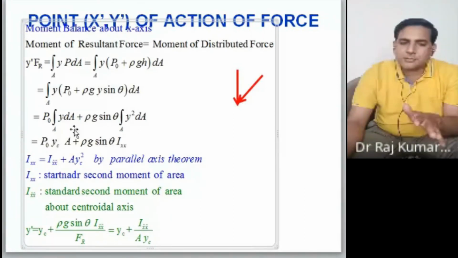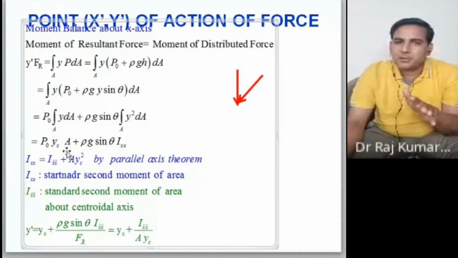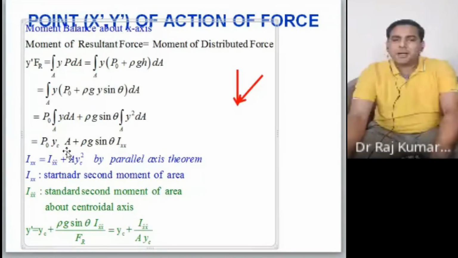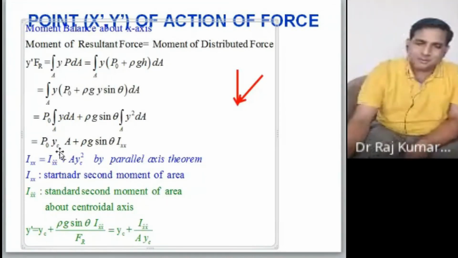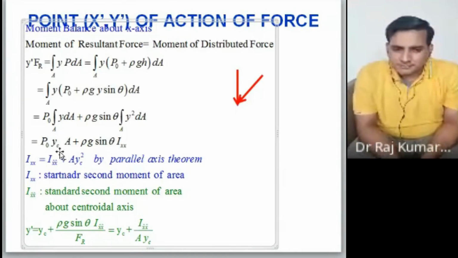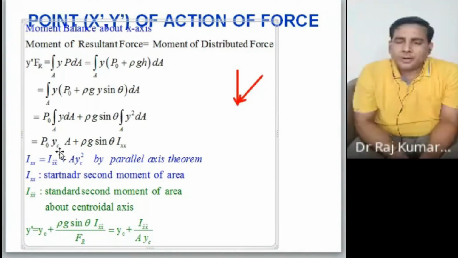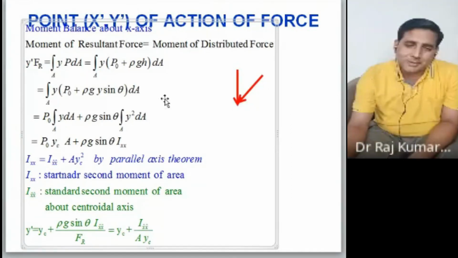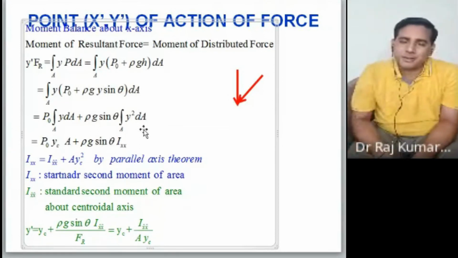This y into dA is called the first moment of area. And what is the second moment? Y into dA is what? First moment of area. Y square dA is the second moment of area. Fine.